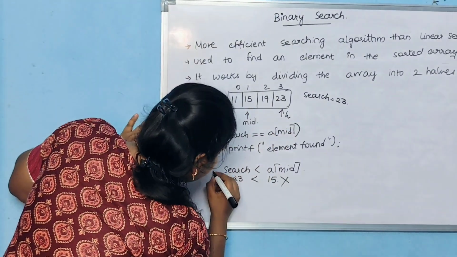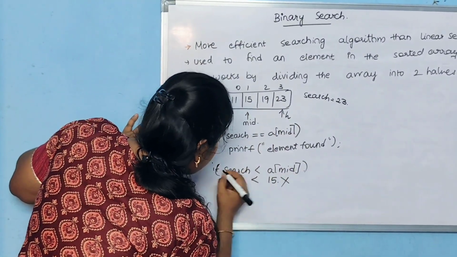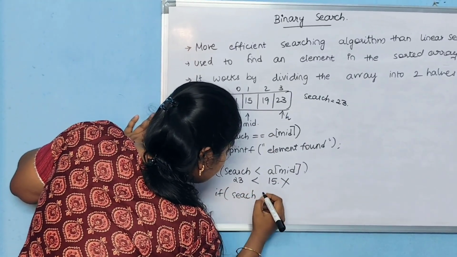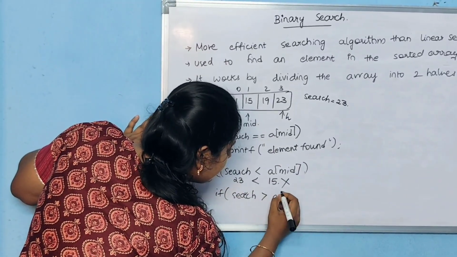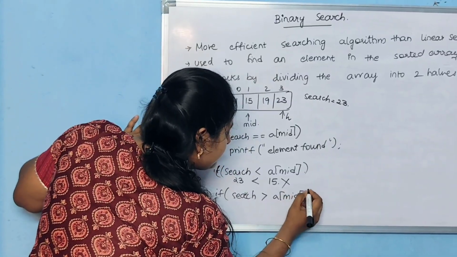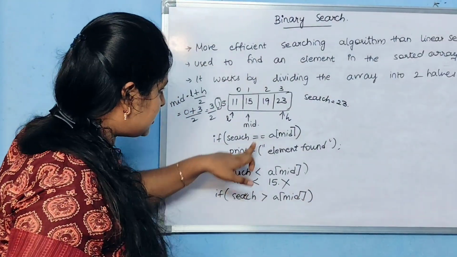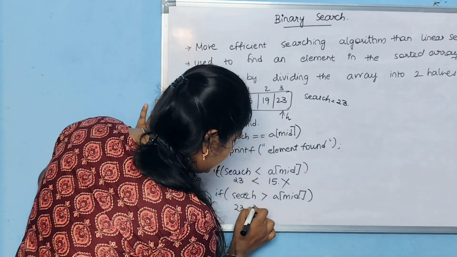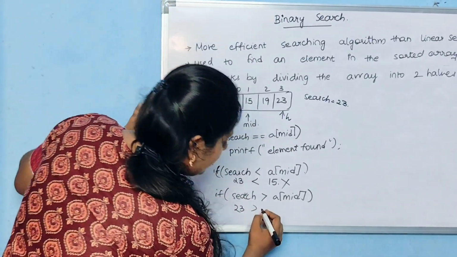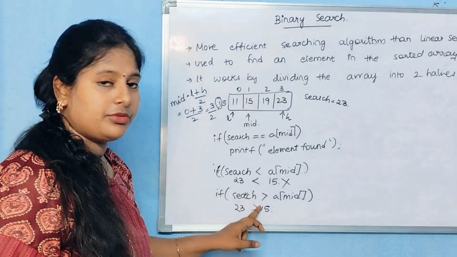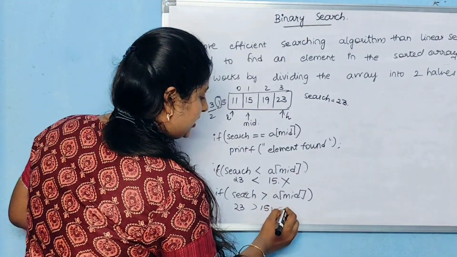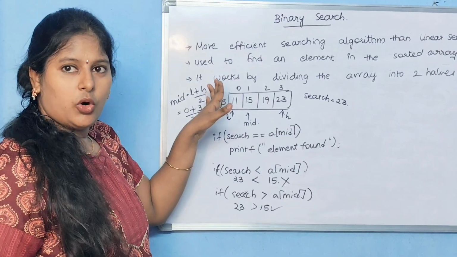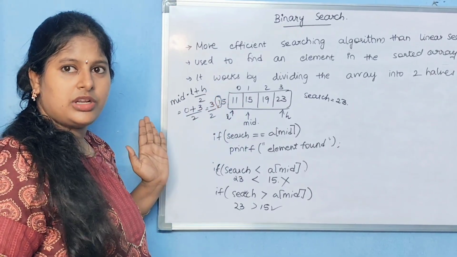So another condition is if search element is greater than A of mid. This is my search element, 23. Is 23 greater than mid? Is 23 greater than 15? Yes, 23 is greater than 15. So I need not check my left subarray. I need not check the left part.